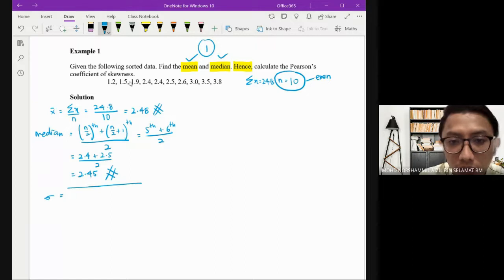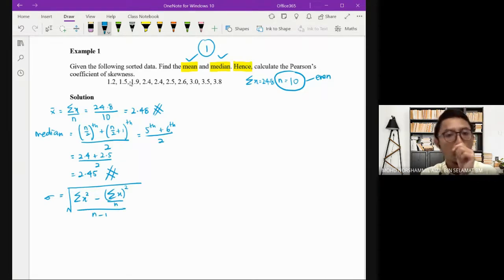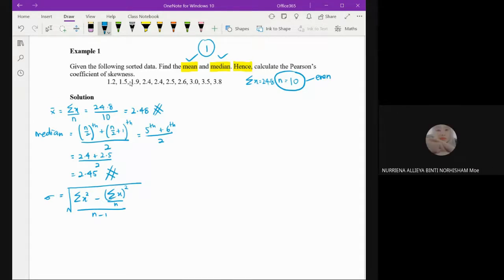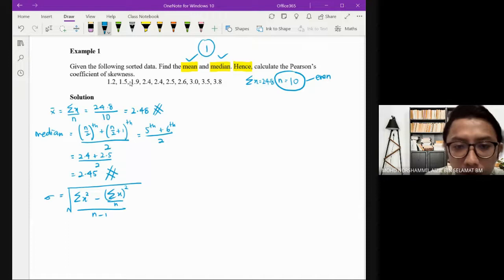Alright, let's calculate the standard deviation. The formula is the square root of sum of x square, minus sum of x all together squared divided by n, all over n minus 1. Alright, let's proceed with the calculation, but be careful, we still need to obtain another part of the data that we haven't got yet. This one still needs to be calculated: sum of x square.